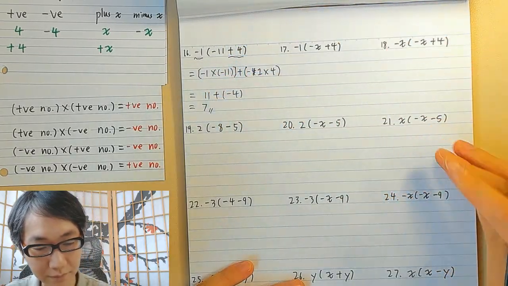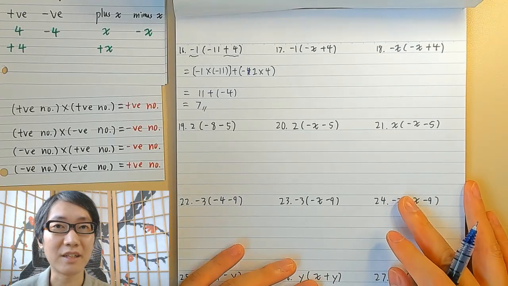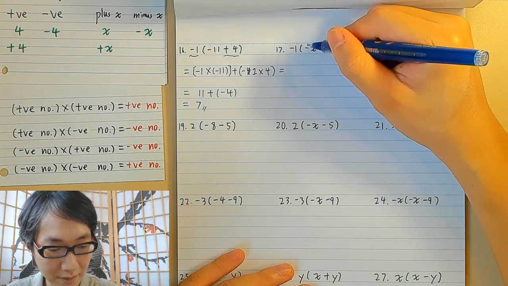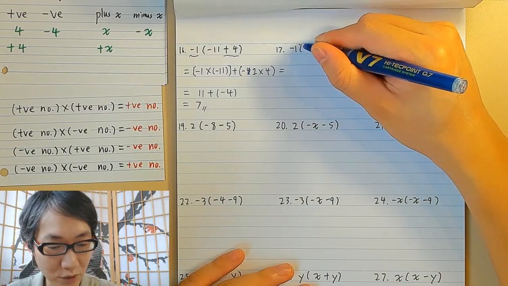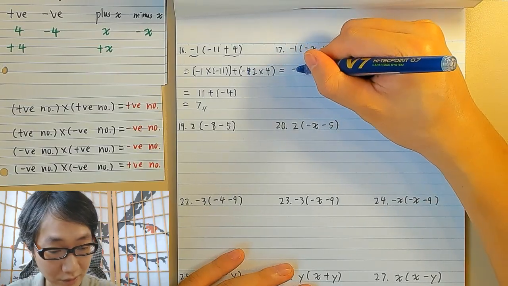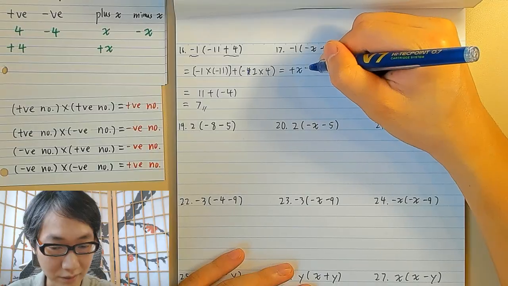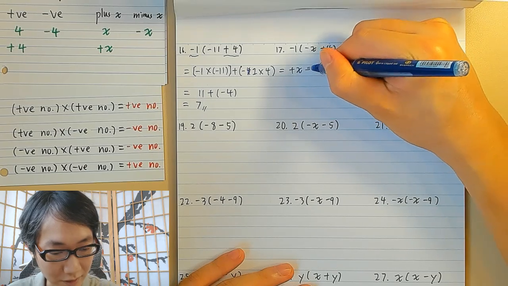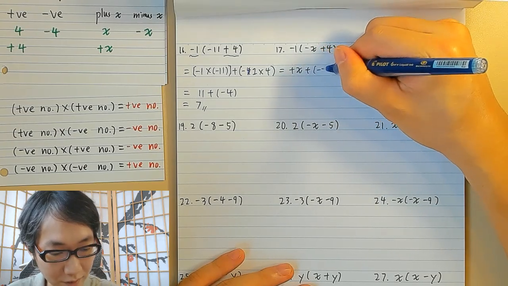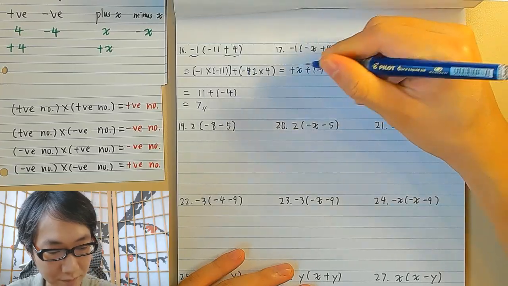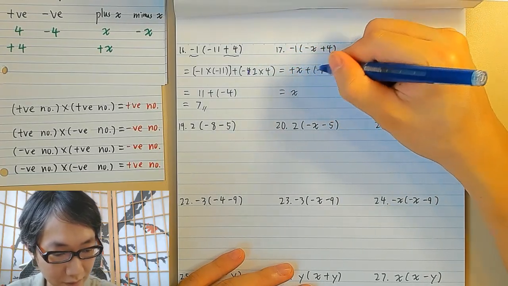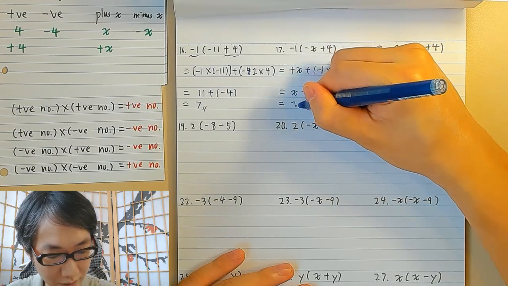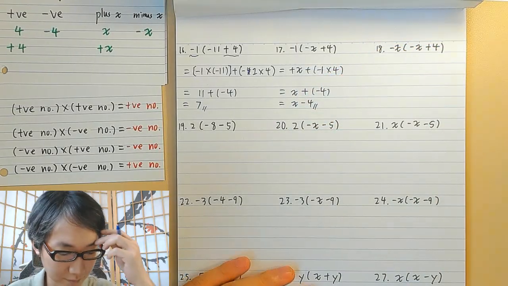Okay. Number 17. First two terms multiply together. Negative 1 times minus x gives us plus x, or just x. Same thing. Second term will be negative 1 times positive 4. So we have x plus negative 4, which will be x minus 4. Okay.